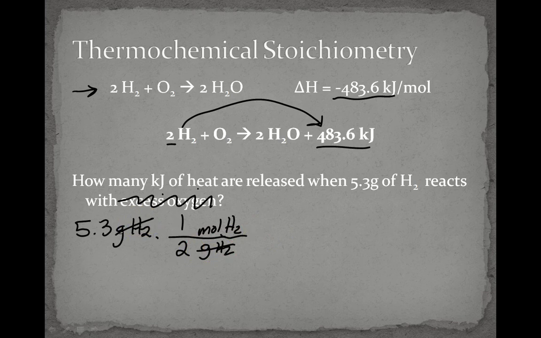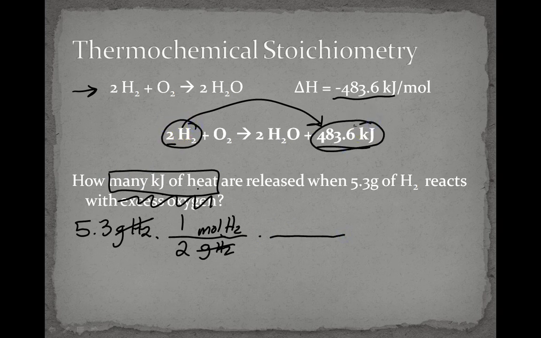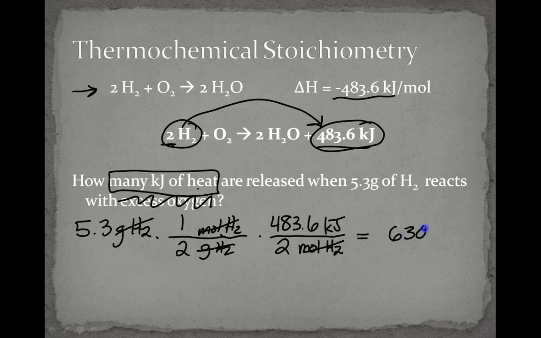We could stop there, get a number. I think you get like 2.6. But what we really are concerned with is how many kilojoules of heat are released. And so then we could say, well, for every 2 moles of hydrogen, we get 483.6 kilojoules. So we could use that as our mole ratio, 2 moles of hydrogen for every so many kilojoules. So 2 goes here because that's the coefficient, and 483.6 kilojoules goes here because that is the amount of kilojoules. So then you would just multiply across by what's on top and divide by what's on bottom. And it looks like you get 630 kilojoules.